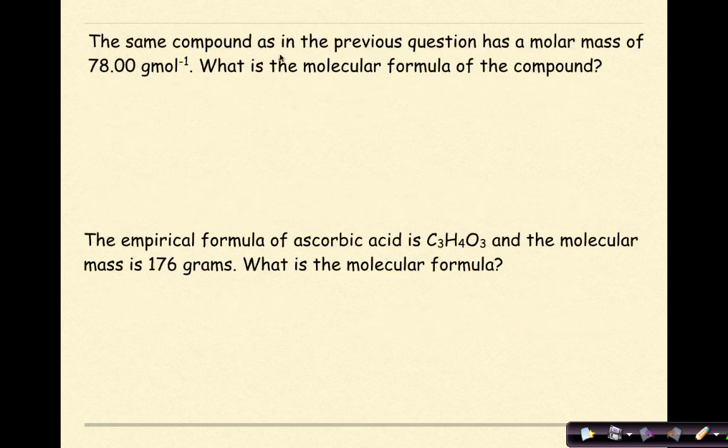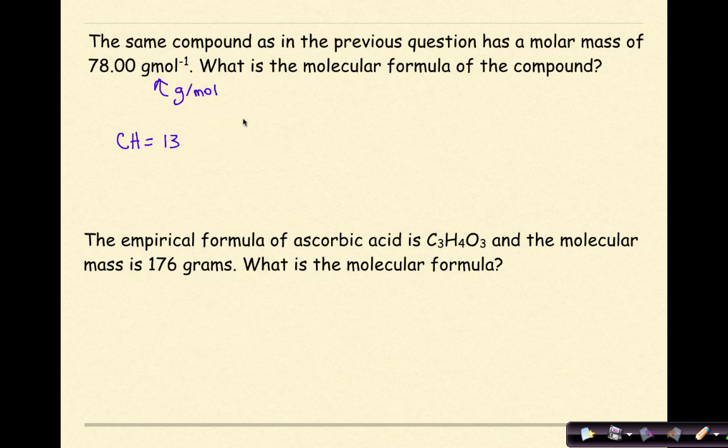The same compound as in the previous question has a molar mass of 78 grams per mole. What is the molecular formula of the compound? Okay, key thing right here. See this g mol^-1? This is the same thing as grams per mole. It's just a fancier way of writing it, so don't get thrown off by that. In the previous problem that we did, we had an empirical formula of CH. And if we find the empirical mass of this, we know that carbon is 12, that hydrogen is 1, so this is going to be 13.